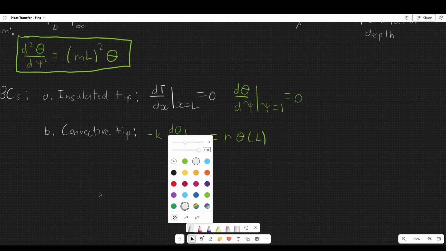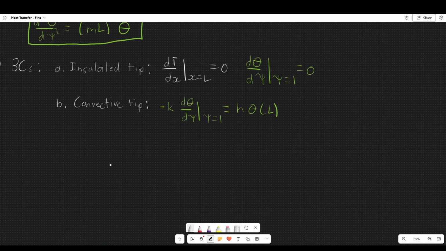Another one that you could have is a prescribed temperature. So we have a prescribed temperature at the end of the tip. What that means is we basically have theta L equal to T_L minus T infinity. So that's another one that you could have.